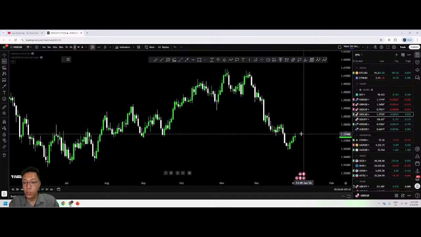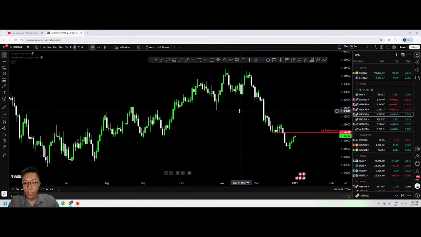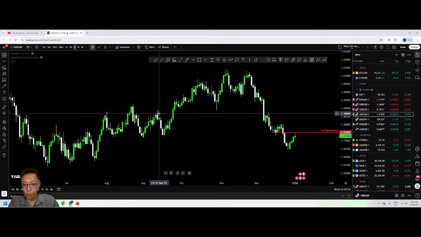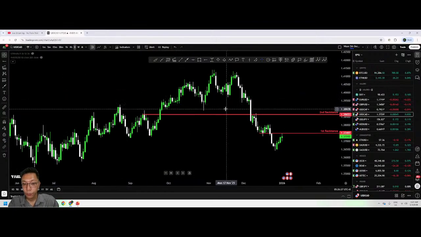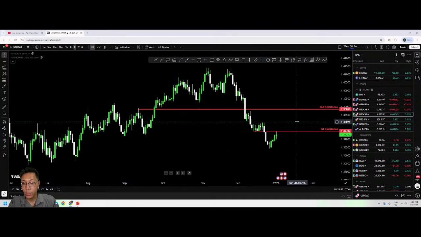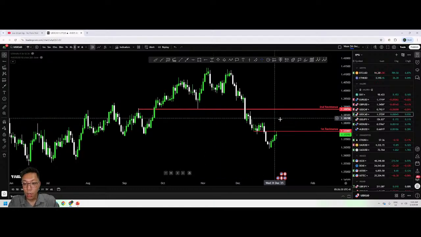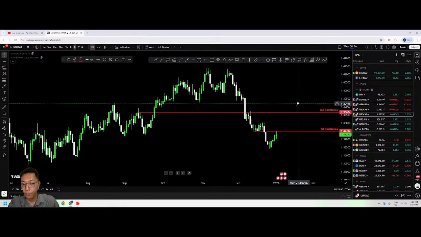Alright, so we shall label this as our first resistance level over here. And then for our second resistance level, we shall label it a little bit higher, which is roughly about this level over here. Yeah, I think we shall label this here. Alright, so let's see how price might react to this area, to this level.